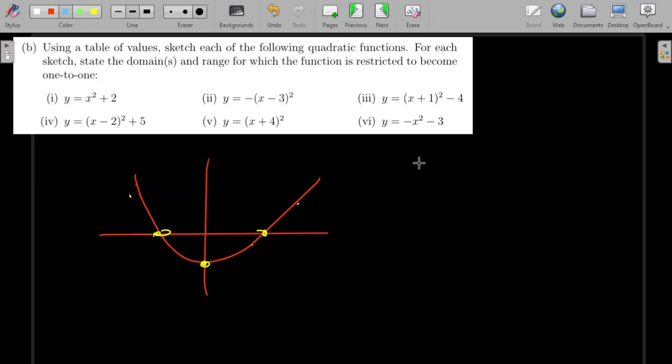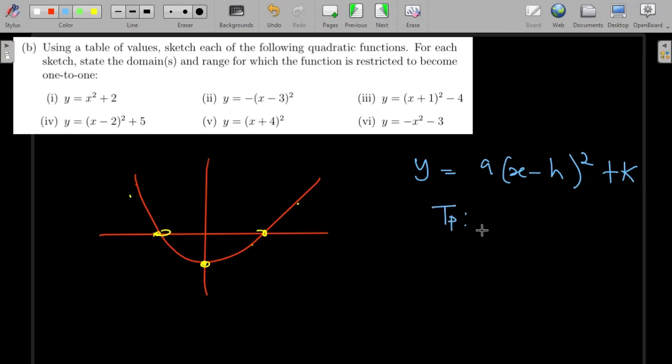So the quadratic form says if I have y equals a, open brackets, x minus h, squared, plus k. So this is the completed square form. All these equations that you can see here have been expressed in this form. So from this form, we can get the turning point very easily.